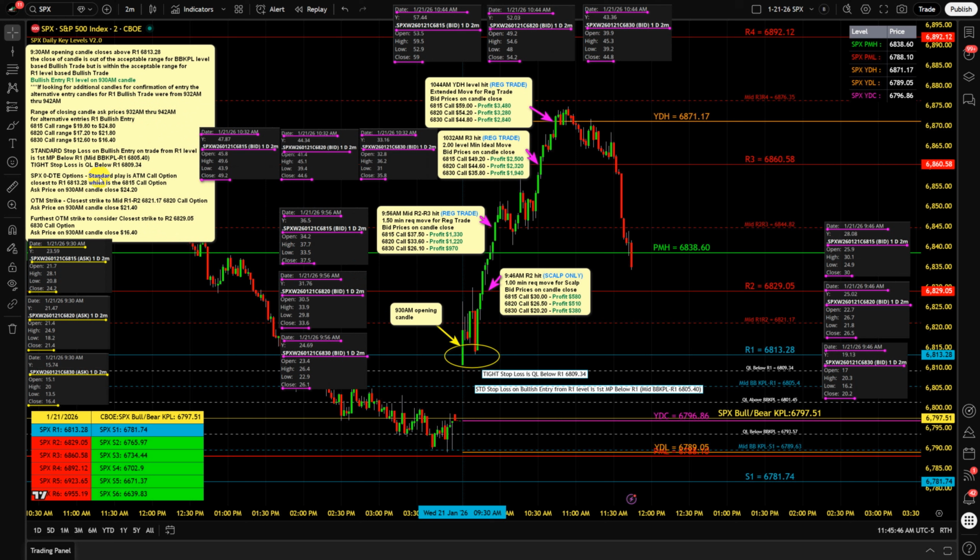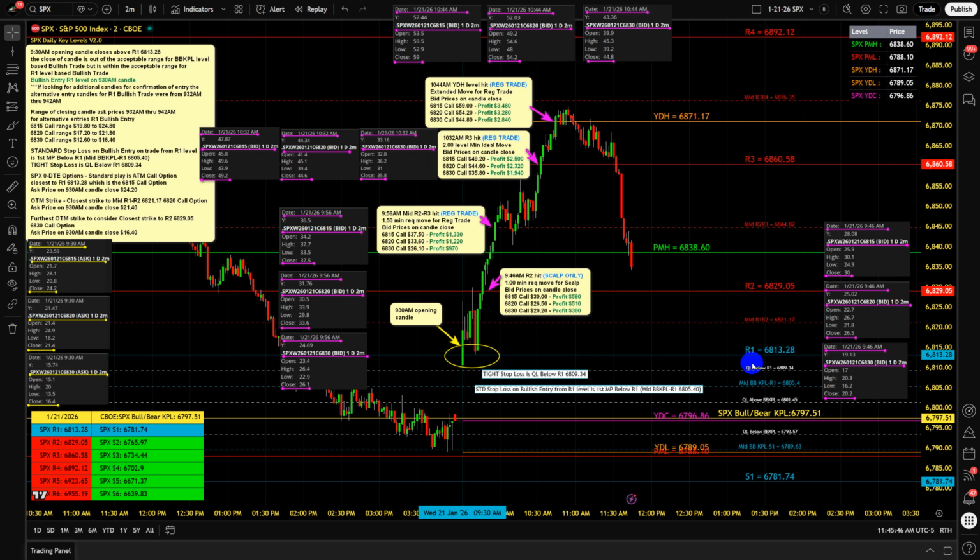Now, what about stop losses? Stop losses are based on the directional trade that you're taking, whether they're bullish or bearish, and the specific level that you're taking the bullish or bearish trade on. So in this case, it's a bullish trade off of the R1 level, and your tight stop loss is going to be the QL level below the level you're taking the trade from, in this case R1.